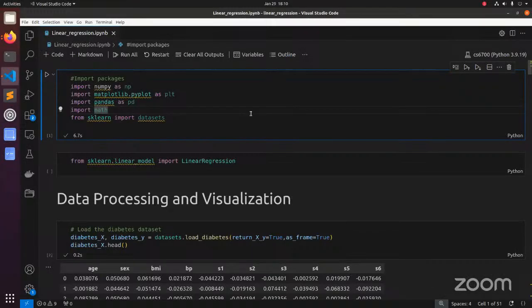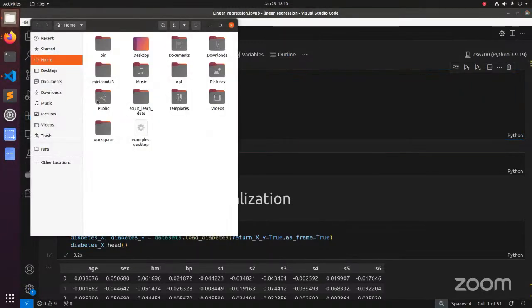We'll now do some tutorial on the linear regression part. Okay, so I think I should just give a brief overview.